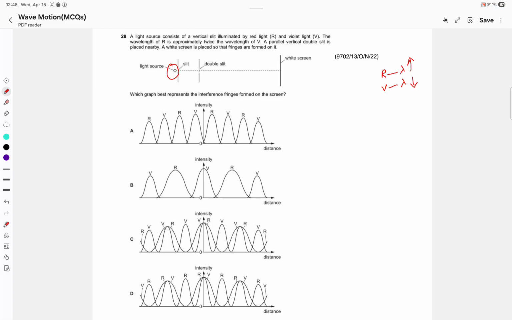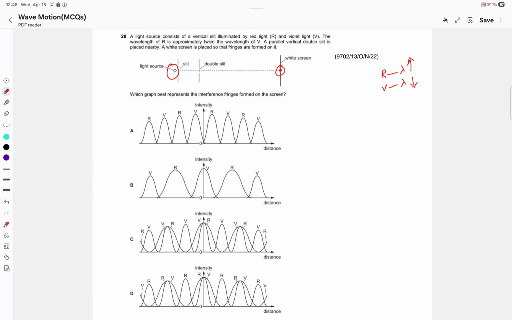A white screen is placed so that the fringes are formed on it. Which graph best represents the interference fringes formed on the screen? Now look at the four options A, B, C, D. First of all, you should remember one thing: on a white screen, imagine we are viewing this point, and all these four options are plotted for this location at the center. At this point we always have the brightest light because it is a constructive interference at the center of the screen. So for constructive interference we should have a maximum intensity.